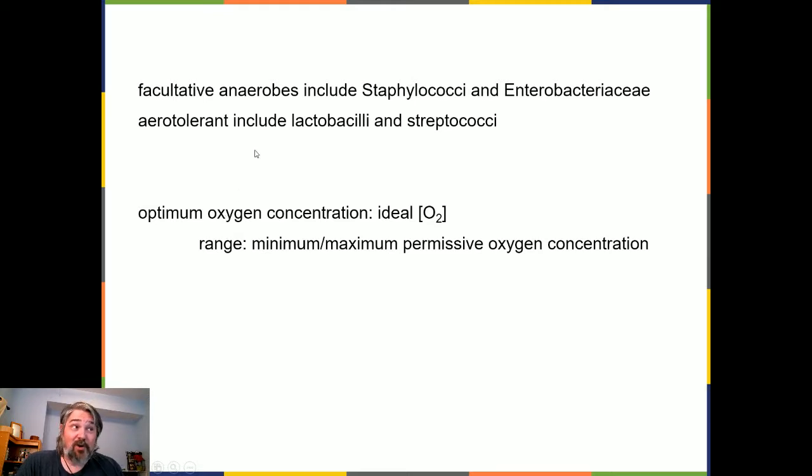So facultative anaerobes include Staphylococci, Enterobacteriaceae. Aerotolerant include Lactobacilli and Streptococci. So when we talk about the discrete requirements, we have the optimum oxygen concentration, the ideal concentration of oxygen. Remember your brackets for your concentration. In chemistry, what is that? Okay. Now, the optimal oxygen range, of course, is the minimum to maximum permissive oxygen concentration.